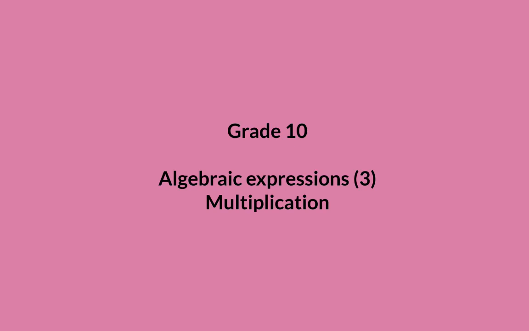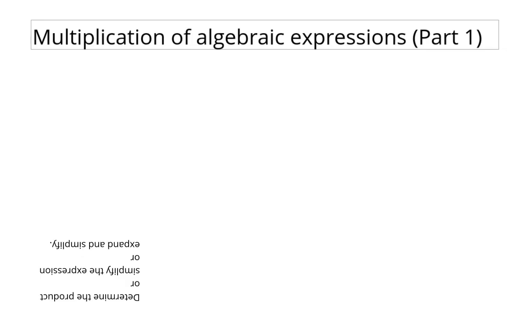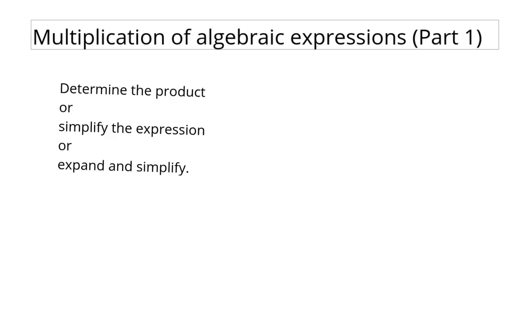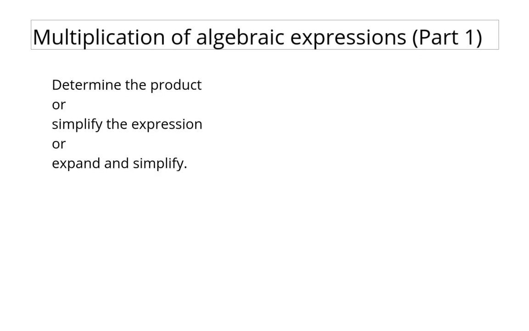In this video, we are going to have a look at how to simplify algebraic expressions using multiplication. Now, an expression is a mathematical sentence without an equal sign. If there's an equal sign in the sentence, it's called an equation. You can ask questions in various ways. For example, determine the product, or simplify the expression, or expand and simplify, or even remove all the brackets.